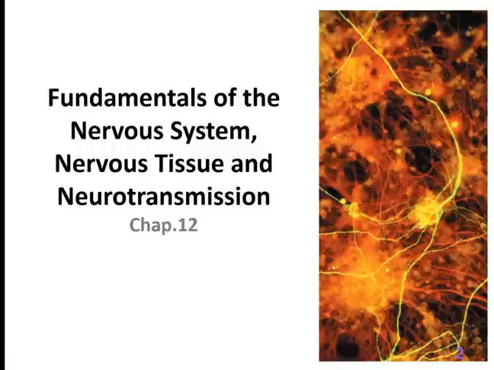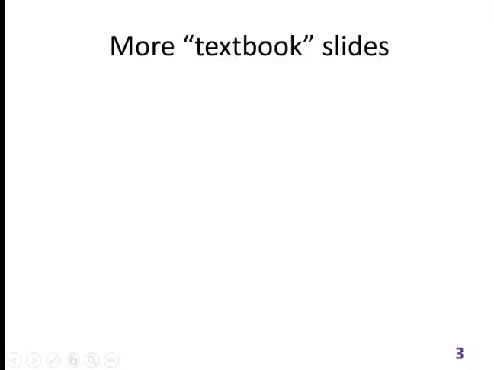So this is the fundamentals of the nervous system and tissue and neurotransmission. And this picture here is just a gorgeous picture of a neuron. And it's really a whole bunch of neurons that are basically taking information from other neurons and sending it along. That's what neurons do, and I'll walk you through it.